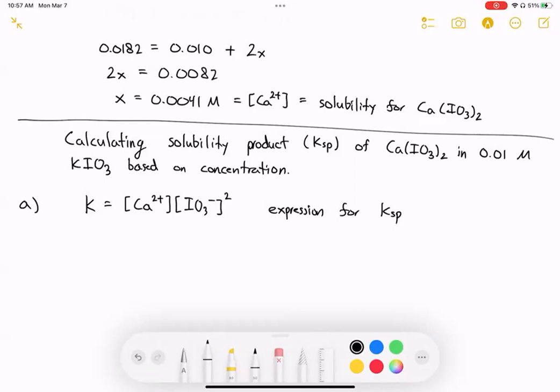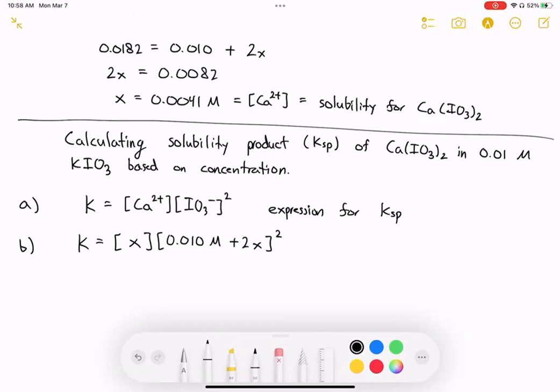So now we have to rewrite it in terms of X for calcium iodate. So we're going to write K equals X times this one squared. But remember the fact that there's iodate concentration from the potassium iodate. So we need to account for that. So that is going to be 0.010 molar plus 2x, squared.